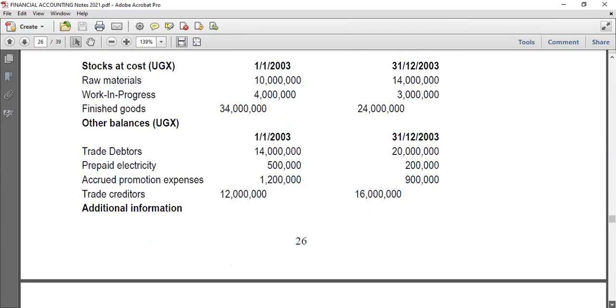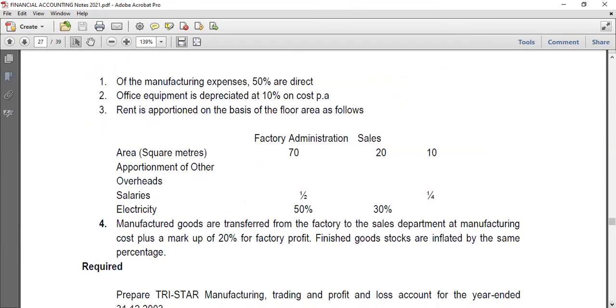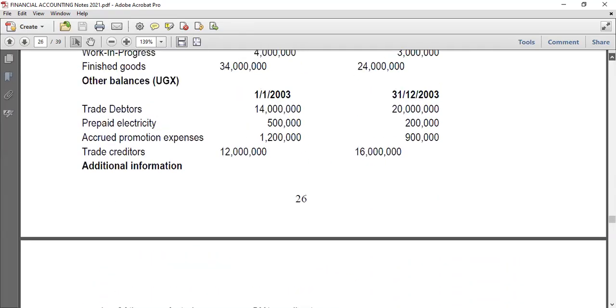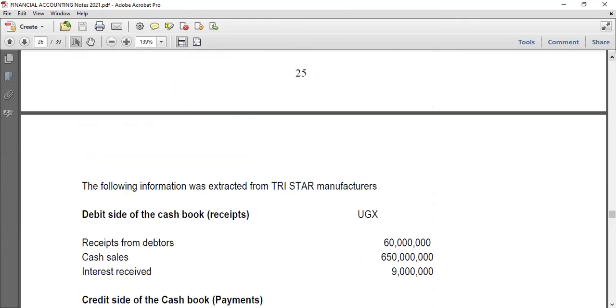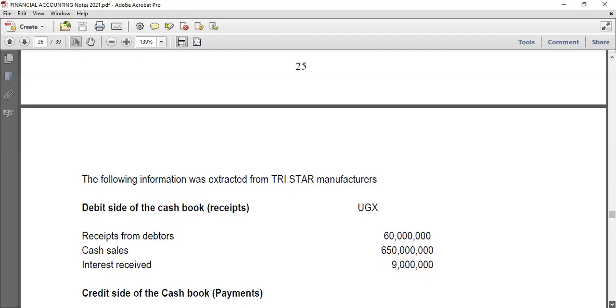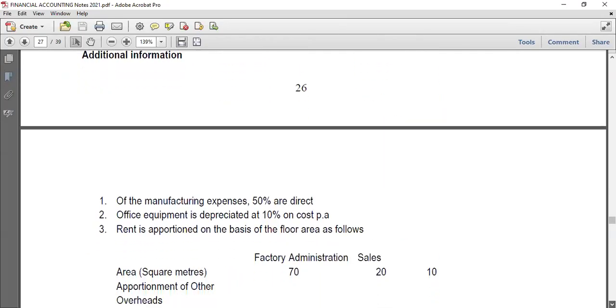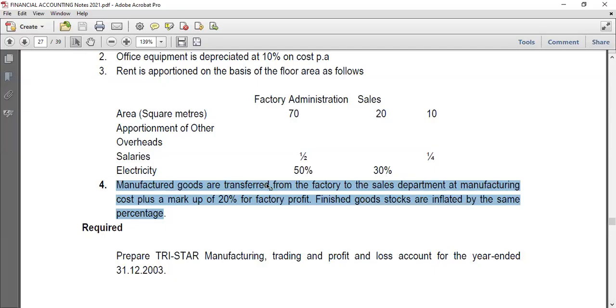So we have different illustrations. Usually, the examiner will include something in the additional information, and this is an illustration too, okay? It tried to bring in the concept of transferring goods at markup. In this question, they were still saying that manufactured goods are transferred from the factory to the sales department at manufacturing cost plus 20% for factory profit. Finished goods stock are inflated by the same percentage, just like what we've just done. So you should be able to handle that.